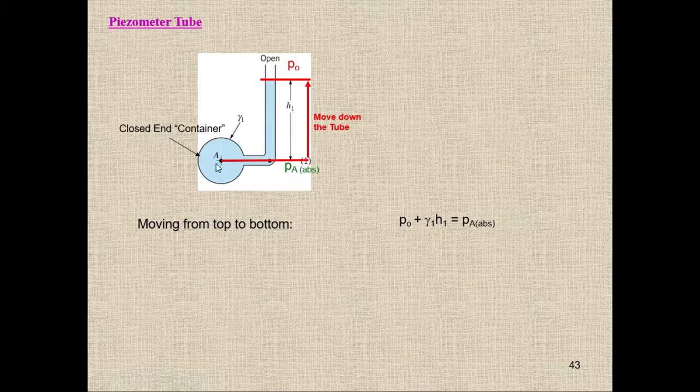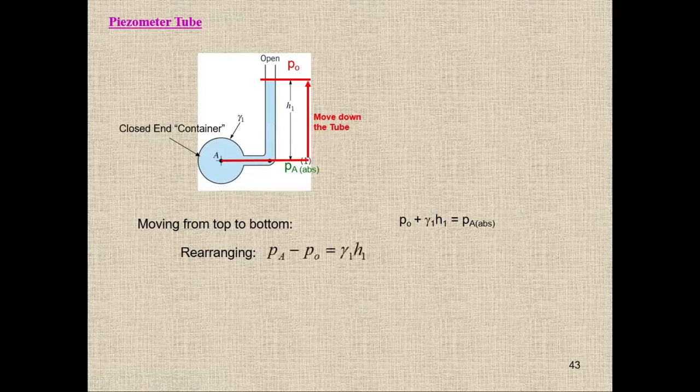But for this liquid, we are at the same level, so the pressure here is equal to the pressure here. So the pressure at this point and the pressure at point A are equal. So I can easily write PA absolute is equal to P naught plus gamma H. The gamma is basically rho g. So we should know the density or the specific weight of the liquid or fluid that we are going to fill here.